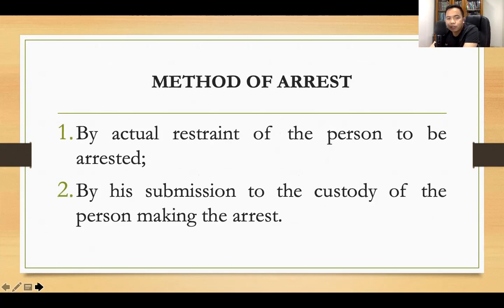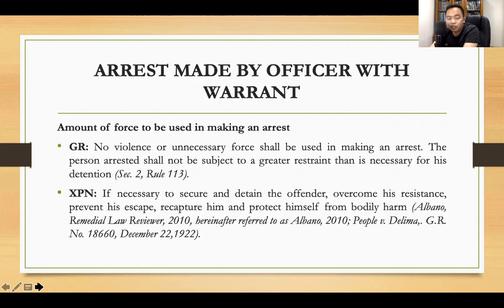Now, again, these are the methods of arrest: actual restraint of the person to be arrested, or by his voluntary submission to the custody of the person making the arrest. Now, arrest made by officer with a warrant. Amount of force to be used in making arrest. As a general rule, no violence or unnecessary force shall be used in making an arrest. Remember this, class. Please remember and bear it with your hearts. Do not use violence or unnecessary force in effecting arrest. The person arrested shall not be subjected to a greater restraint than what is necessary for his detention.